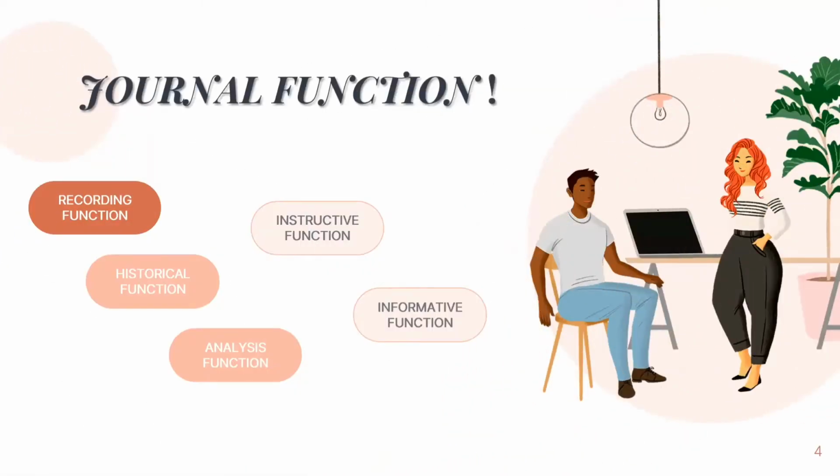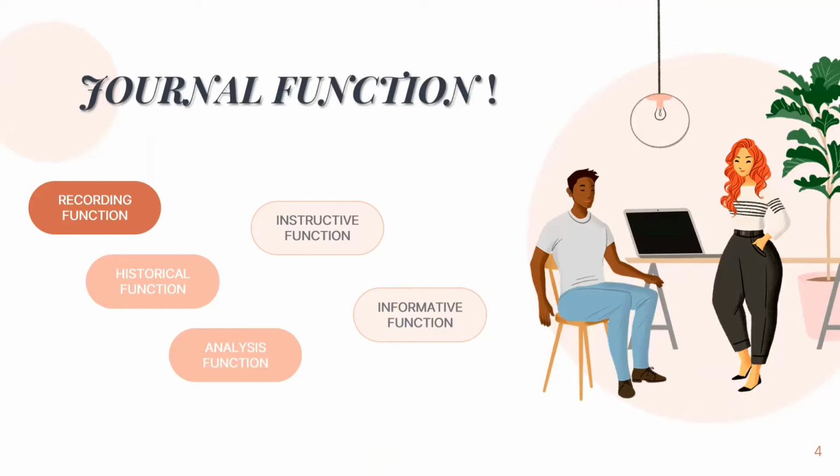There are five journal functions as follows. First, record function. All transactions must be recorded in accordance with the proof of transactions. Second, historical function. Transactions should be recorded systematically according to the order of time.